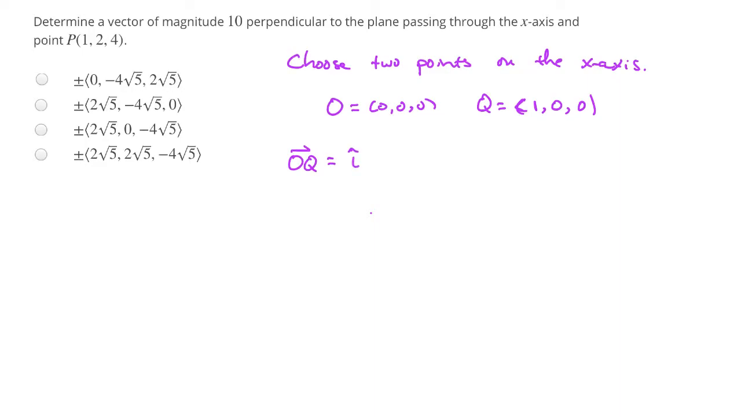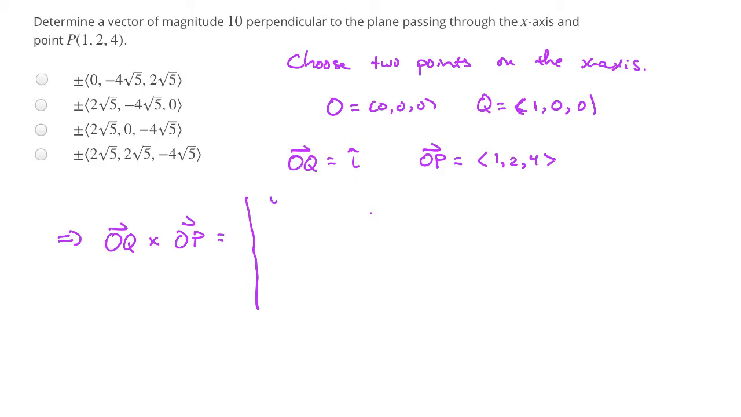Likewise, if the plane also contains the point P being (1, 2, 4), then the vector from O to P is just the position vector of the point P, which is given by (1, 2, 4). Now, if we want a vector that is orthogonal, or perpendicular, to both OQ and OP, then what we need is the cross product of OQ and OP.